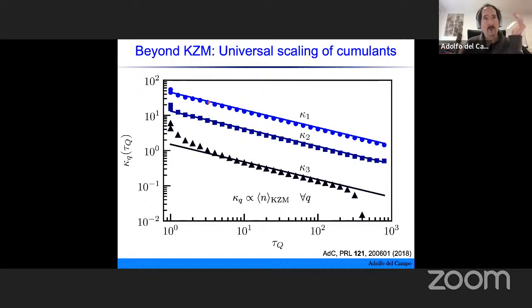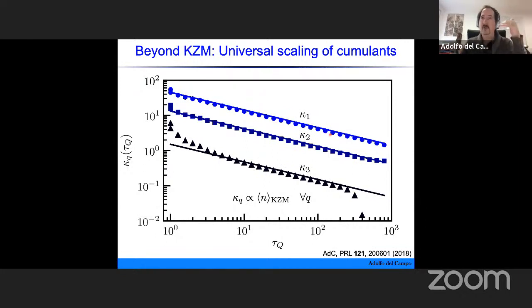As all of them are proportional to the Kibble-Zurek density, all of them should scale universally with the quench time, and actually have the same slope, because the same critical power, the same power law exponent, which is set by the equilibrium critical exponents. So here is the first cumulant. That's the density of kinks, and this is what the Kibble-Zurek mechanism will predict.